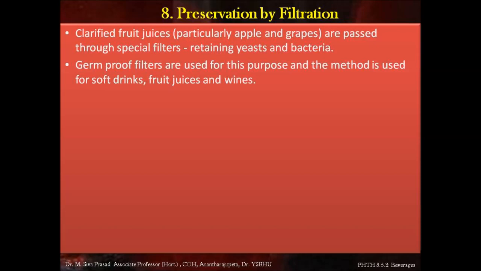After clarifying fruit juices or any beverages, even wines, they are passed through certain germ proof filters specific to yeast or bacteria. They filter out certain bacteria and yeast, so that the juice you get is devoid of such bacteria and yeast. Such a method of preservation is called filtration. Here there is no exposure to high temperature, just filters. You employ them in high quality juices like grape juice or apple juice, to get a high quality product without subjecting it to high temperature.